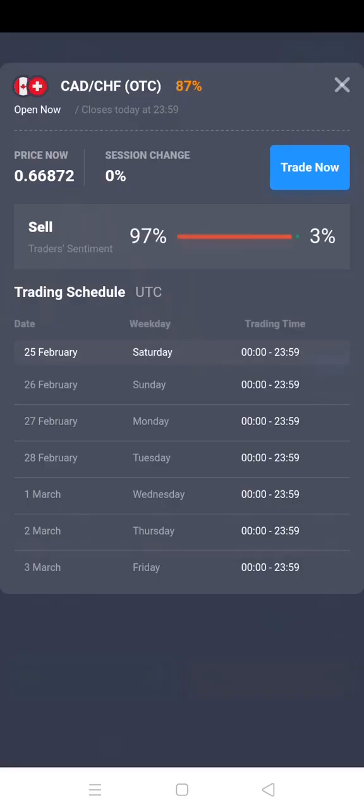I will tell you, don't use this trader sentiments, it will make you lose money. Then here we have trading schedules. It tells you the time when the trading starts and when it ends. It starts from 12 in the morning to 11:59 p.m. in the night. So it gives us the dates here, weekdays, trading time, and so on. So basically, that's what that place shows you.